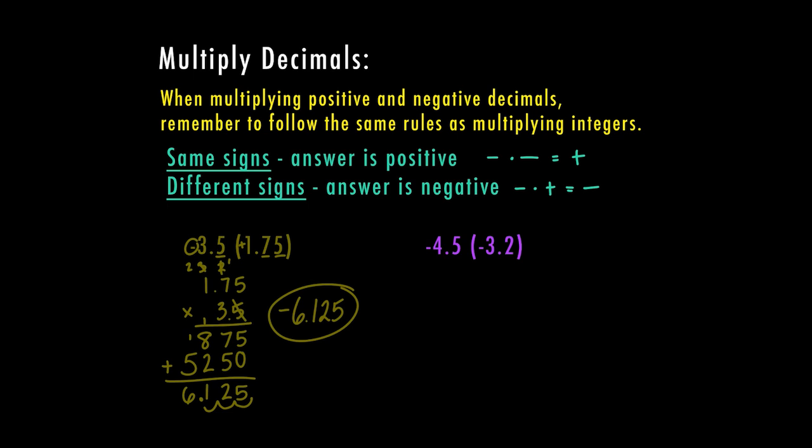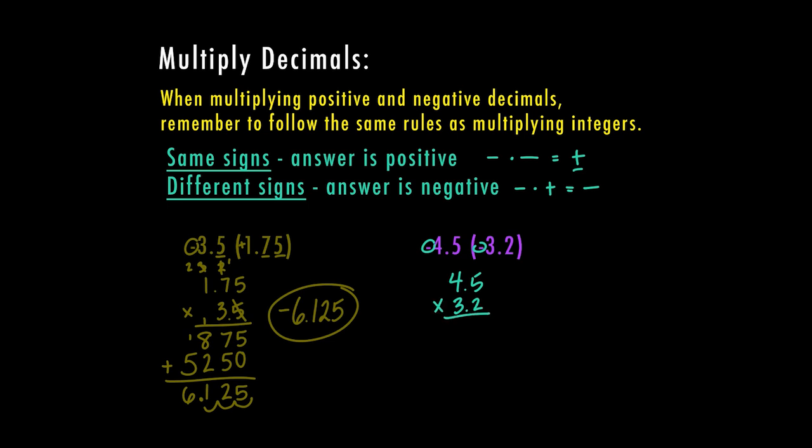So now I have negative 4.5 times negative 3 2/10. Well, if I go to my sign rules, since they're both negative, I'm going to end up with a positive answer. So let's go ahead and just line these up. Because they are both 2 digits, I don't need to worry about which one goes on top. And I can go ahead and multiply.